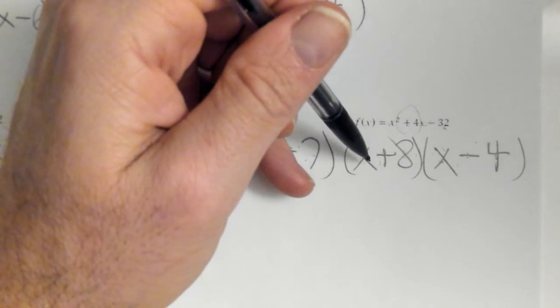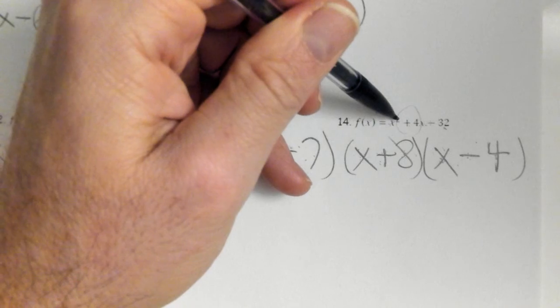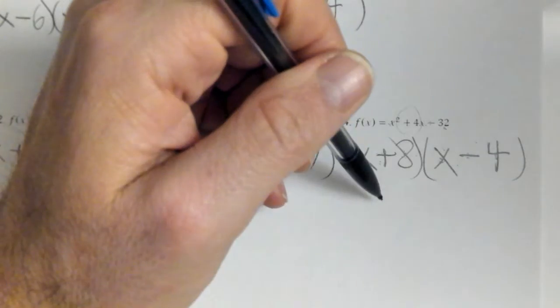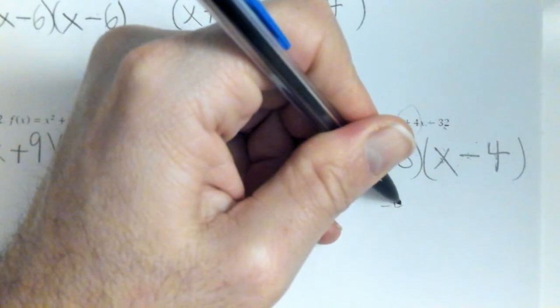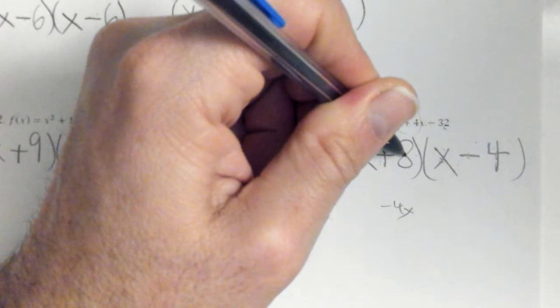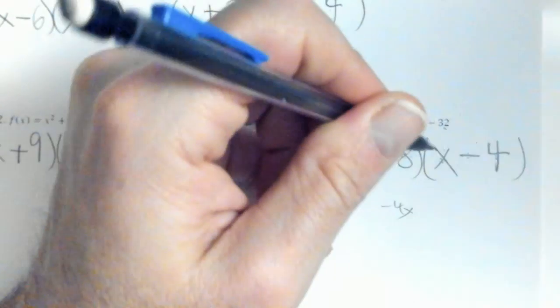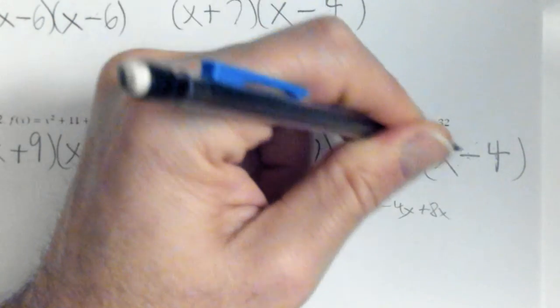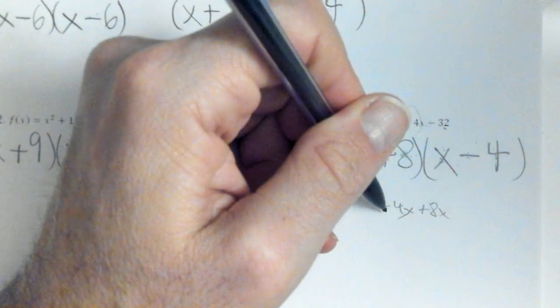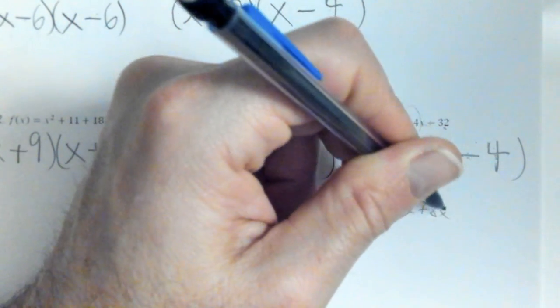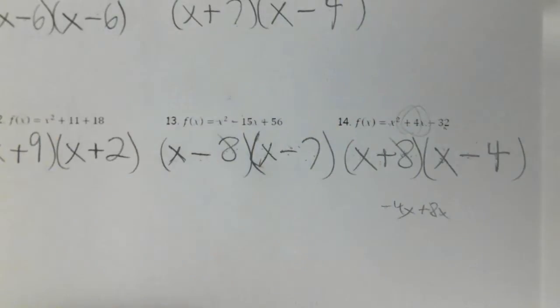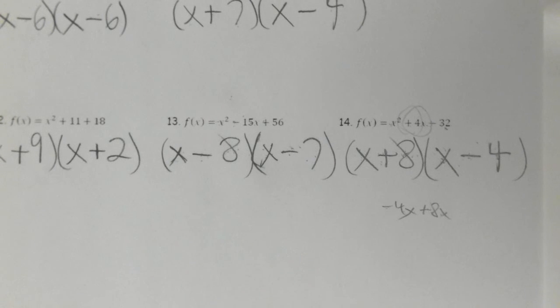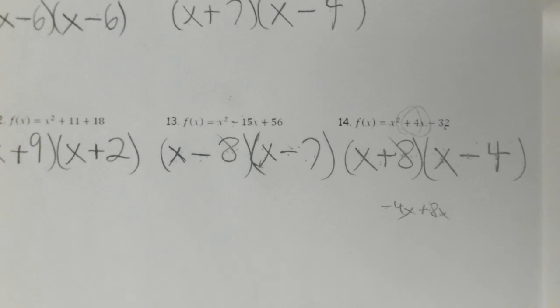Just to make sure, x times x is x squared, then x times negative 4 is negative 4x, and then slide over to take the 8. 8 times x is plus 8x. And then, of course, 8 times negative 4 is negative 32. But these two combine together, negative 4x plus 8x, to make 4x in the middle. Now we've verified that we have done it correctly. So we can use this now as a guideline to do our quiz for 7-4.